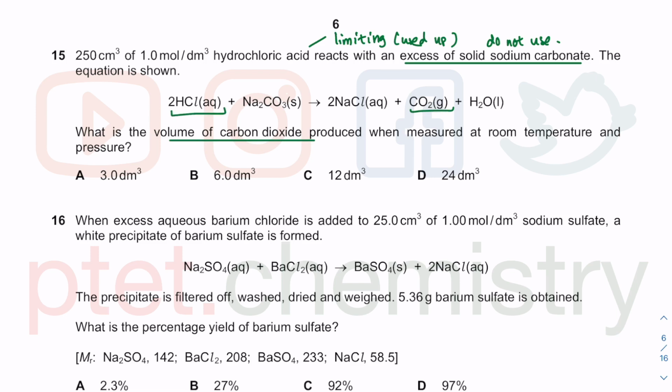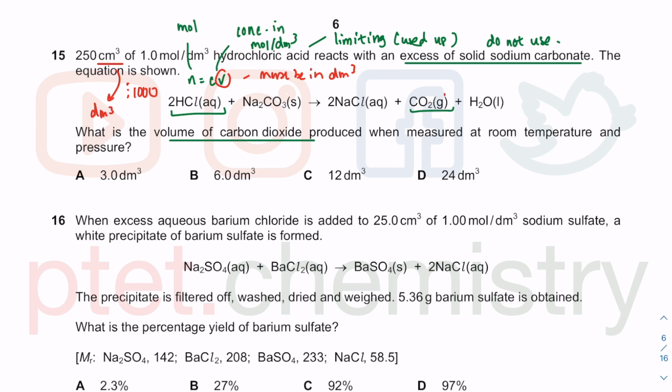This is a solution. Solution chemistry must involve n equal to concentration times volume. This is the number of mole. This is concentration. Concentration is given in mole per dm cube. And therefore, the volume of the solution must be in dm cube as well. We are given the volume in cm cube, so make sure you convert to dm cube by dividing by 1000 or multiplying by 10 to the minus 3.